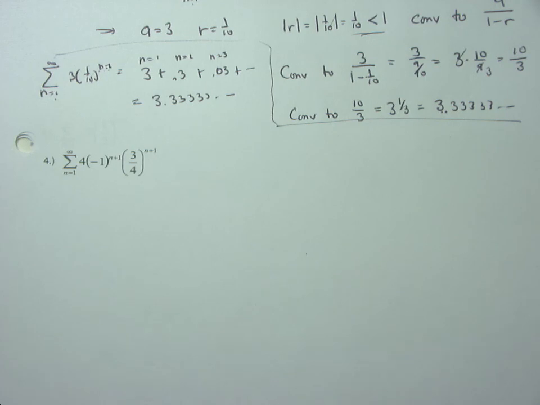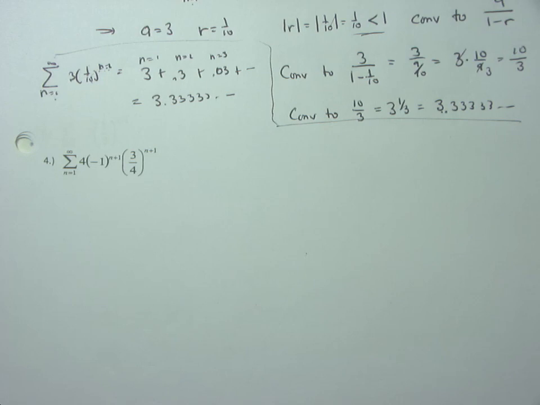Remember, this is a series, so when we're talking about converging, we're trying to figure out what it adds up to. Now, what do you recognize in this problem? It's the sum as n goes from 1 to infinity of 4 times (-1)^(n+1) times (3/4)^(n+1). The first thing you should recognize is it's a geometric series.